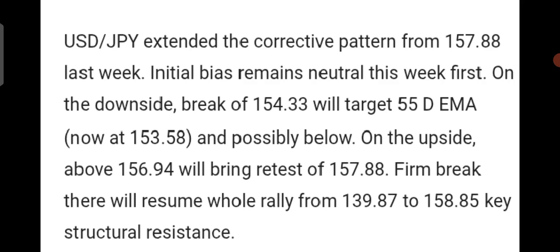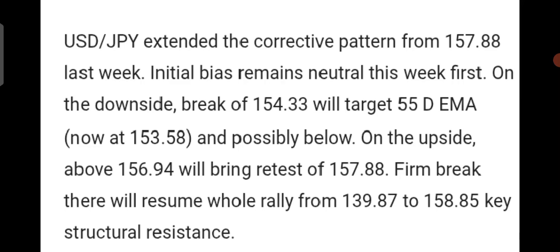Now, on the other side, in case of a bullish movement on the upside, we will only buy if and only if the 156.94 resistance is broken. And then we're going to set our take profit at the resistance 157.88.